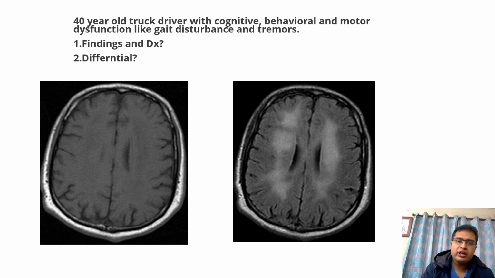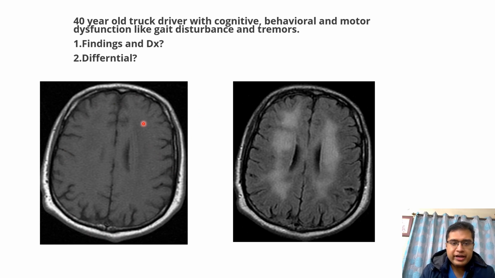So here we have a 40-year-old truck driver with cognitive, behavioral and motor dysfunction along with some tremors and gait disturbances, and I have provided you with T1 weighted images as well as flare images of the axial section of the brain. So based on these images, what do you think the diagnosis is and what are the differentials for this condition? I'll give you some time to appreciate the findings.